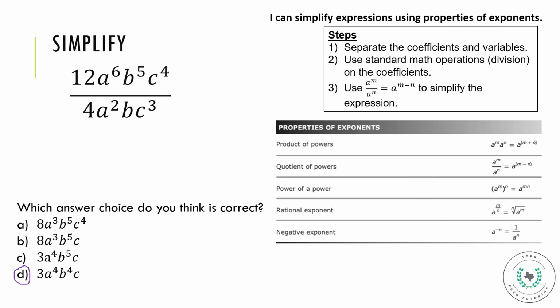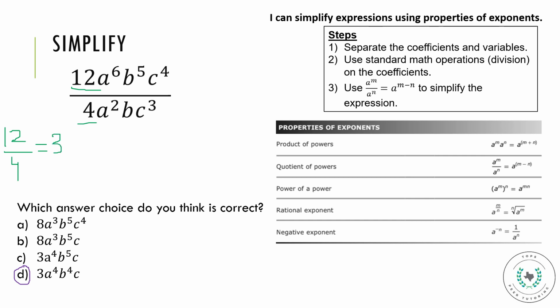And here's why. Well, once again, we're doing what we've always been doing. First of all, this one has coefficients. So let's separate those first. You have 12 and you have 4. So 12 over 4, or 12 divided by 4, still follows the normal process, so you're going to get 3.